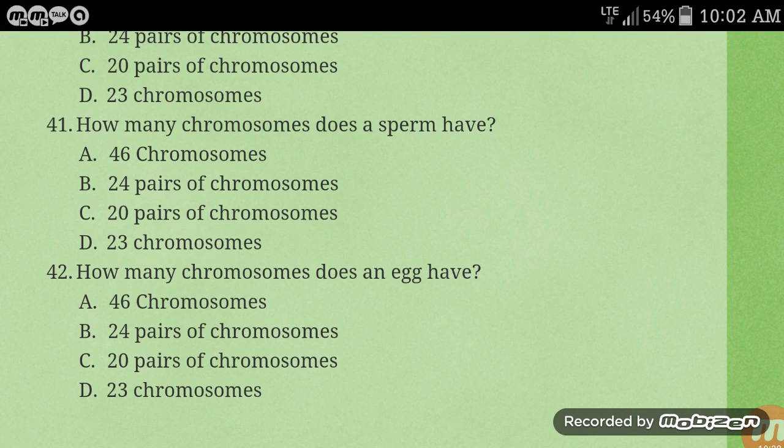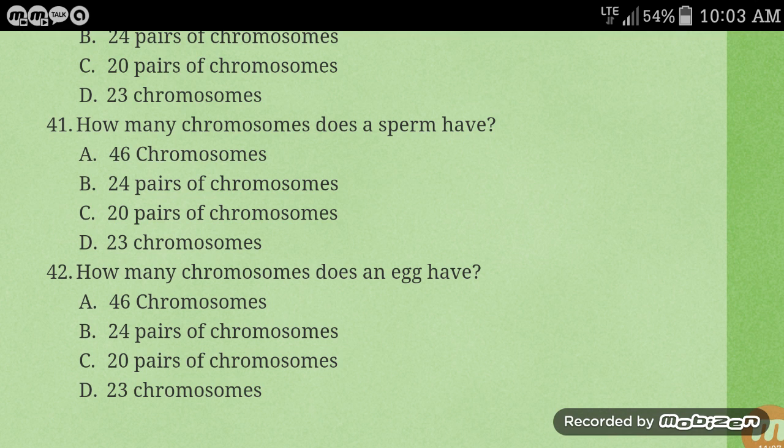Okay, last two numbers. How many chromosomes does a sperm have? It's 23 chromosomes only because when the sperm and the egg meet, they are both haploid, having 23 chromosomes, and when this sperm fertilizes the egg, it will form 46 chromosomes or 23 pairs of chromosomes. Okay, haploid.